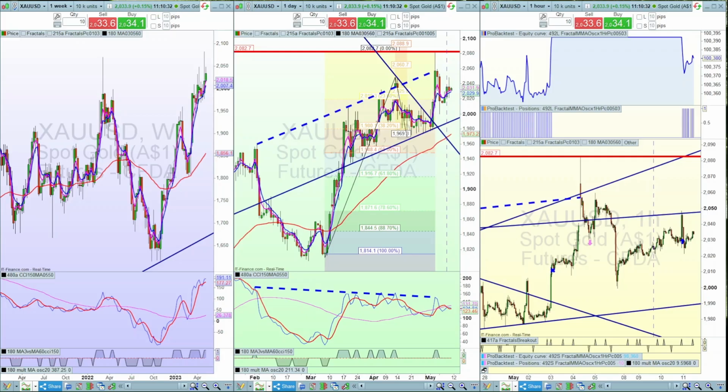Today is May 11, 2023. This is the spot gold price update. So what we have here is three charts. We look at the weekly for our major trend indicator. On the daily we look at key support resistance areas, and on the hourly we trade.